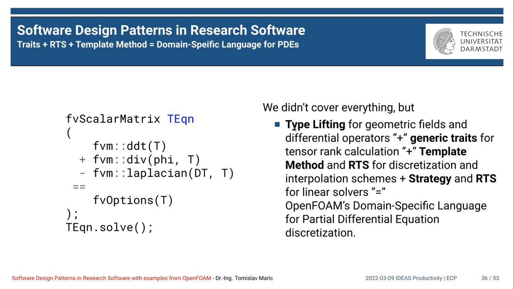because we are combining these design patterns. In this case, we are combining type lifting for geometric fields and differential operators. Then we have some generic traits, for those of you that know some generic programming, for propagating tensor ranks. When you're calculating gradients and divergence, you need this to define the return type. Then we use the template method that I just talked about and this runtime type selection that we just mentioned for the discretization and interpolation schemes. Then the strategy, that we also mentioned, with runtime selection for linear solvers. And what you end up with is a domain-specific language. It's like a language for discretizing partial differential equations, which is quite amazing.